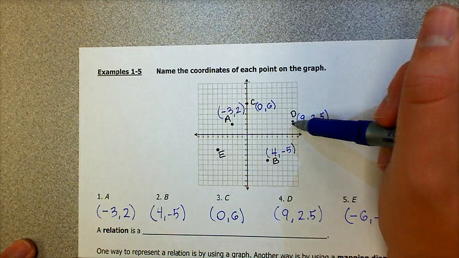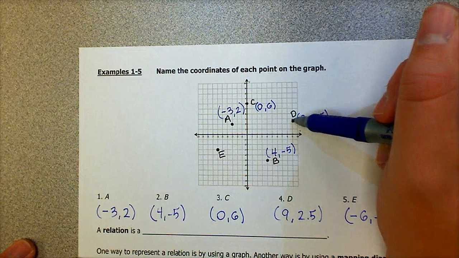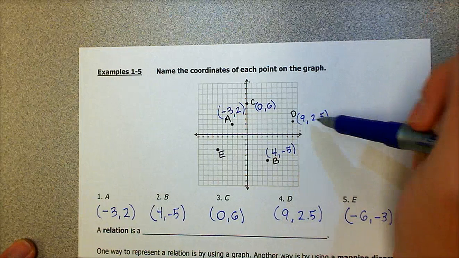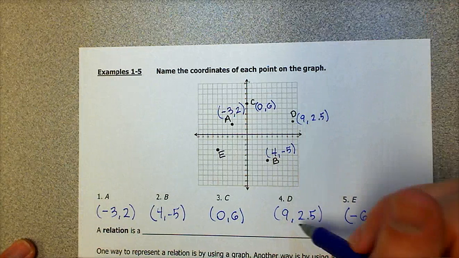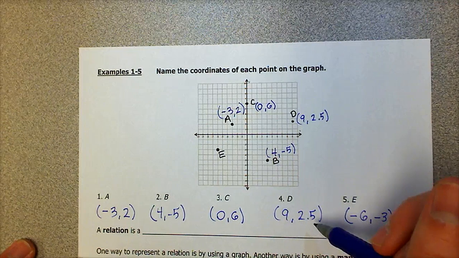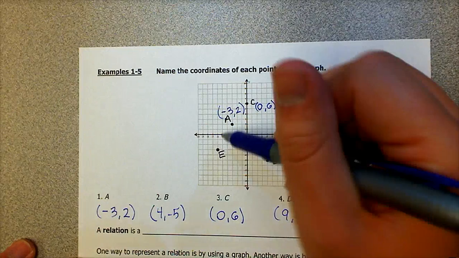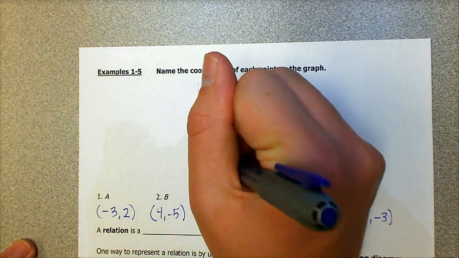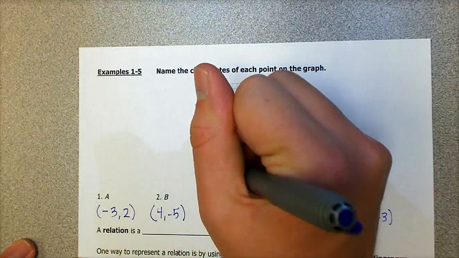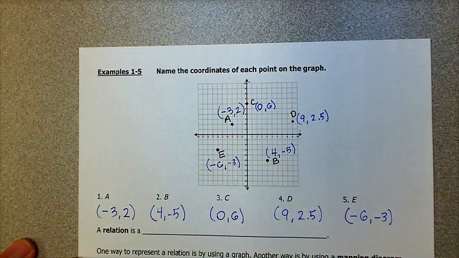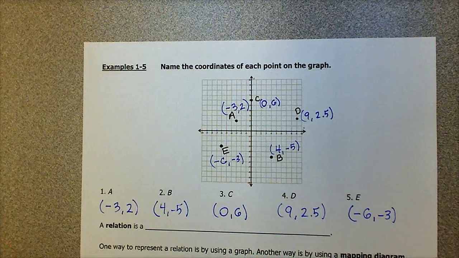It's located between 2 and 3 if we're moving upwards, so I'm calling that 2.5. So 9, 2.5 would be its ordered pair. And then point E is located 6 to the left of the origin and 3 down. So its ordered pair is -6, -3. So the first thing you need to remember is how to plot and label ordered pairs on a coordinate plane in order to be successful in this unit.